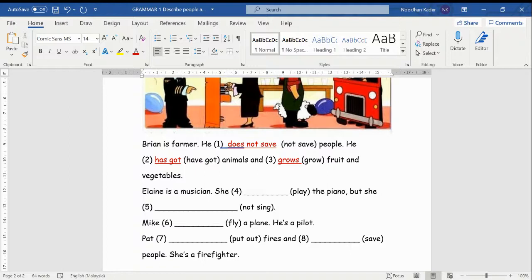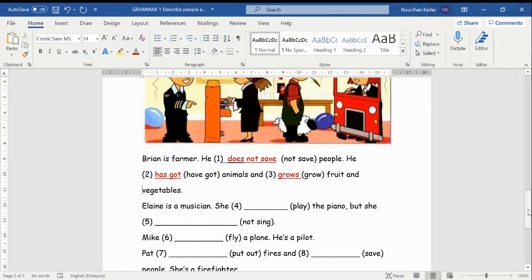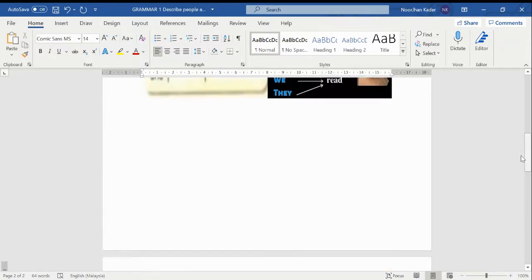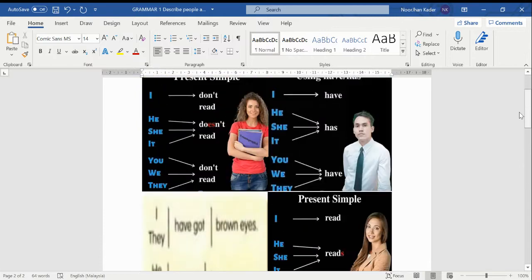Okay, let's go to number 2. Elaine is a musician. She dash play the piano, but she dash not sing. Okay, this looks like just now here, grows. This pattern looks like here, grows fruit and vegetables. Okay, let's see. She, play the piano. Let's see whether play the piano is correct.